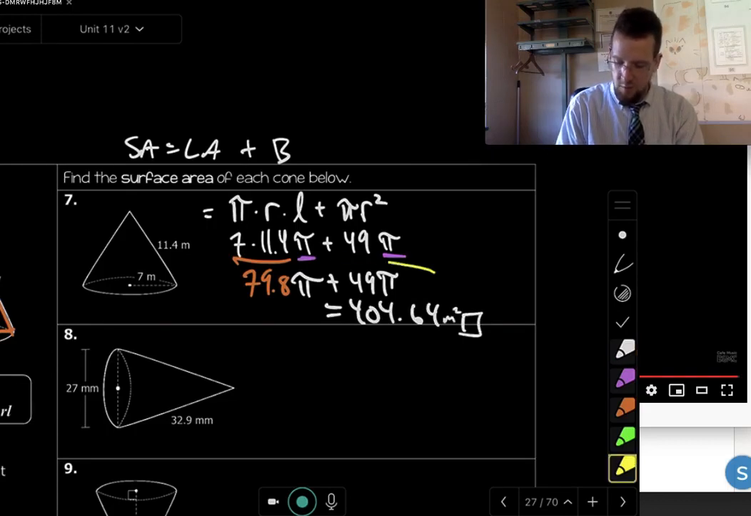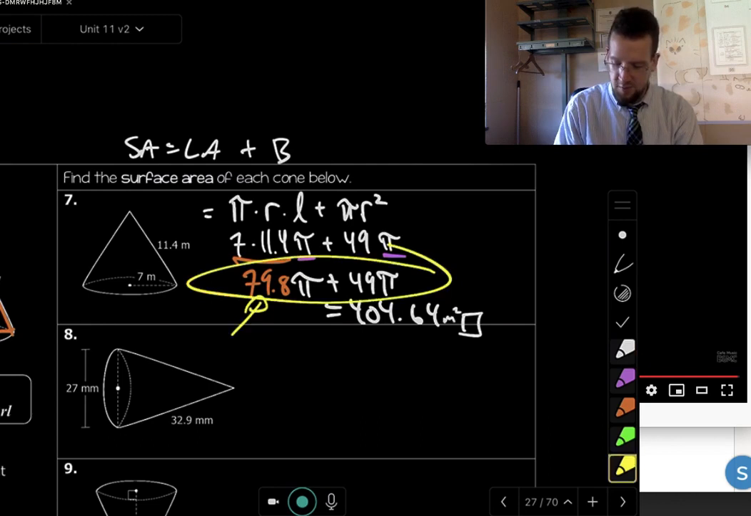So again, we don't want to round this number and this number. We want this whole thing to go into the calculator. We want to press enter. Then we want to round that number.